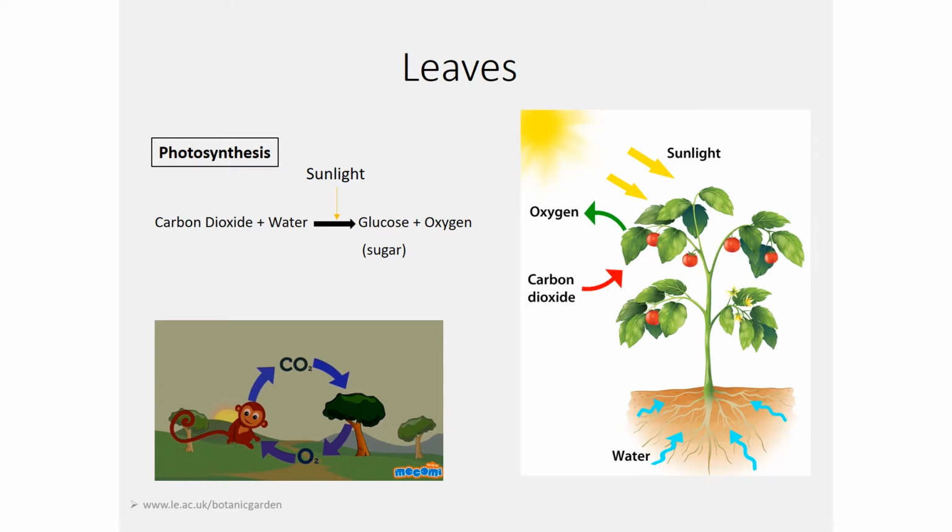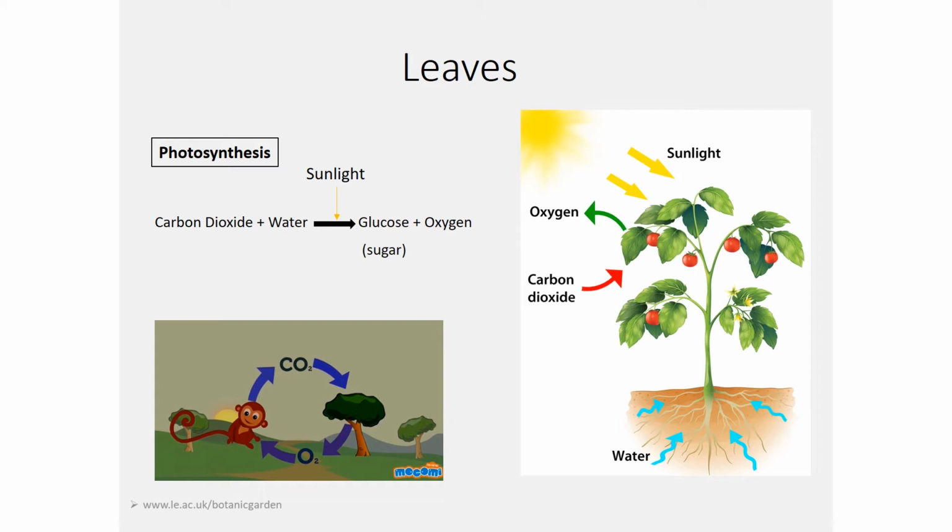Very tiny parts of the leaves, called chloroplasts, use the energy from the sunlight to put carbon dioxide and water together. Then this is taken apart in a different way to make glucose, which is sugar, and oxygen. The oxygen is then released into the air.